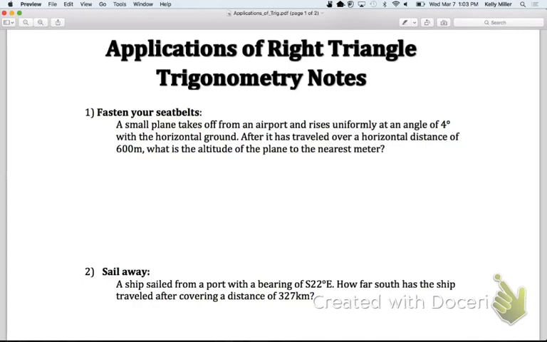So here's my runway. Here's the ground. And my plane is taking off, let's say in that direction. All right, now here's the fun part. Let me try to draw an airplane.